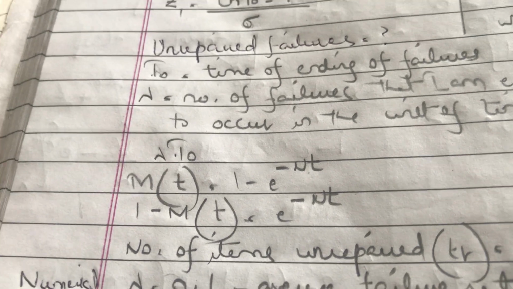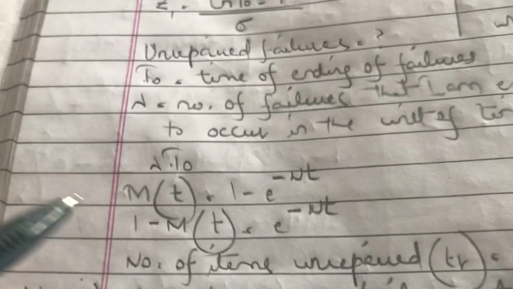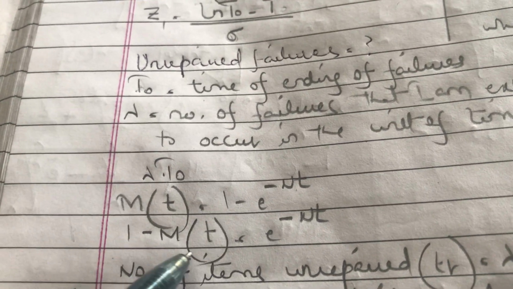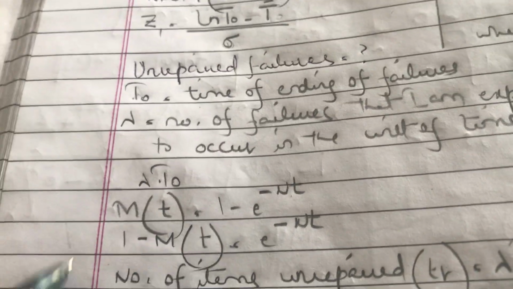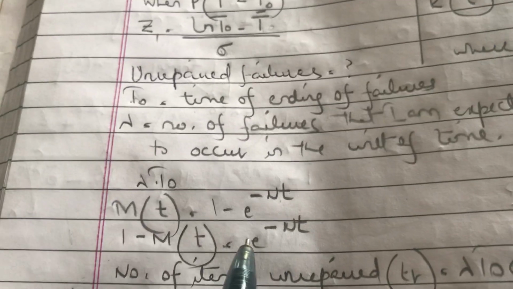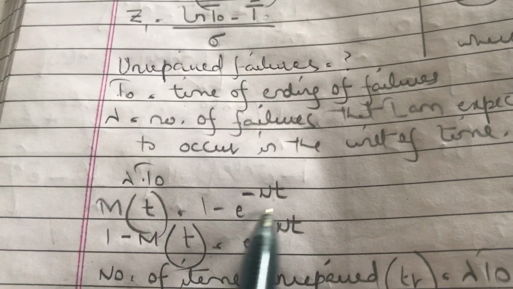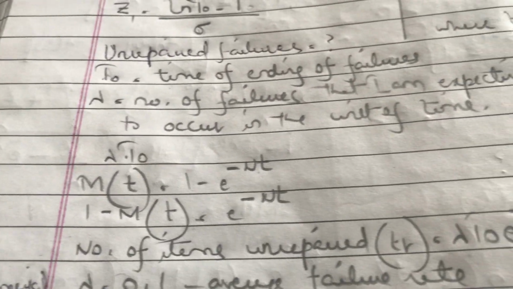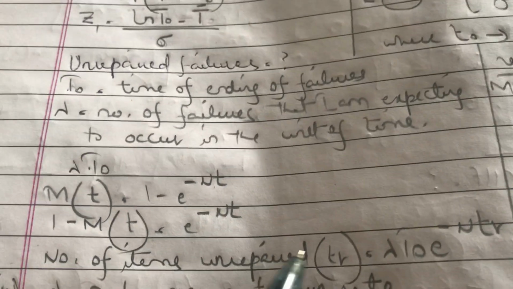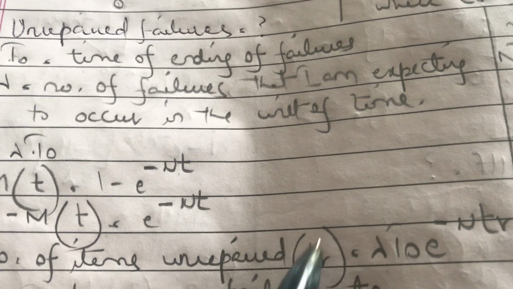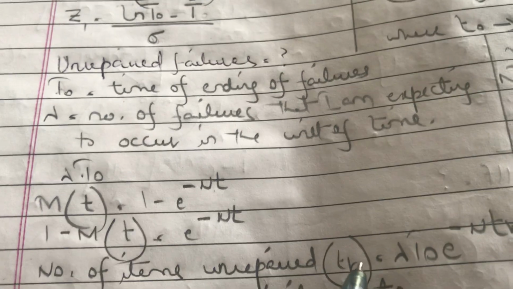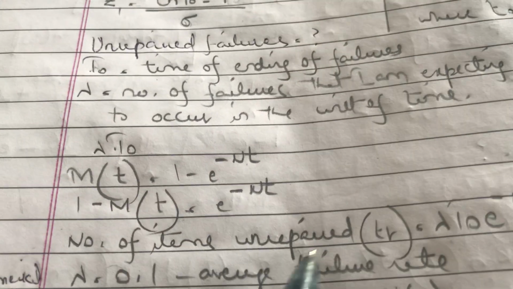First we are doing the initial step. So that's why this 1 minus would come here. It means that 1 minus M(t) means that we are not repairing our failed component. So that's why its formula becomes in this form. Now we say the number of items unrepaired for TR. So what is this TR? This TR is basically the repair time.